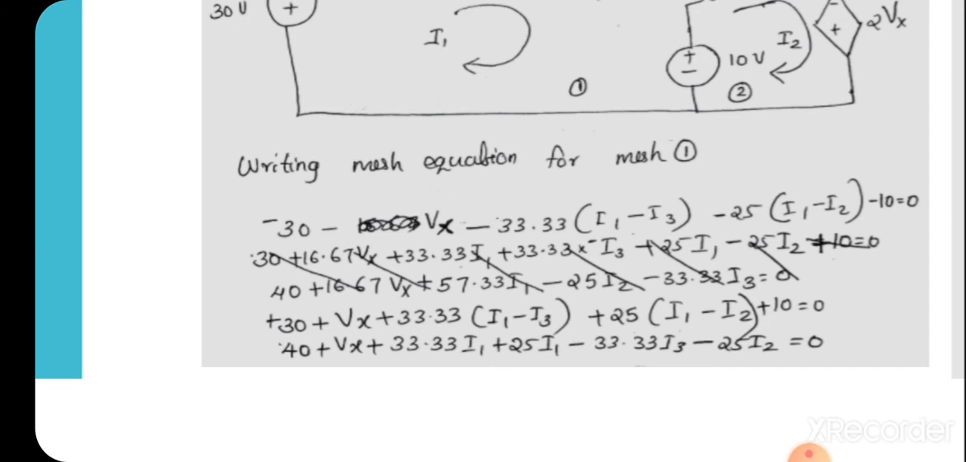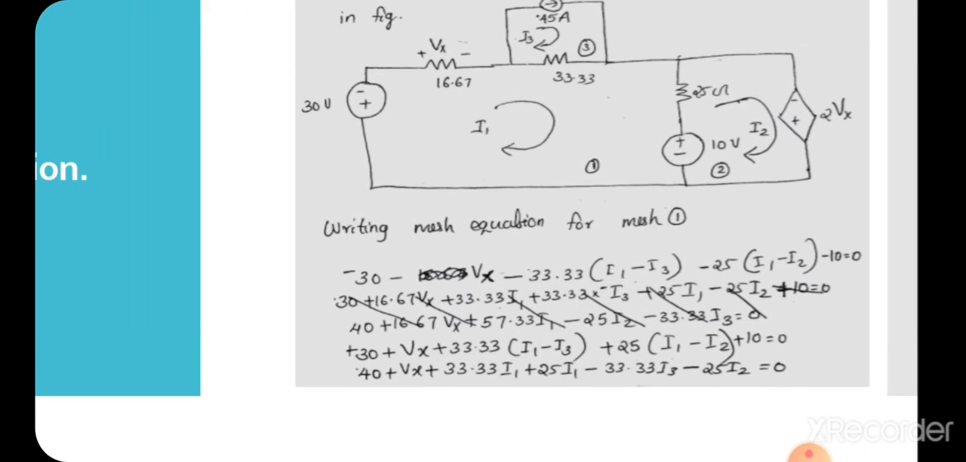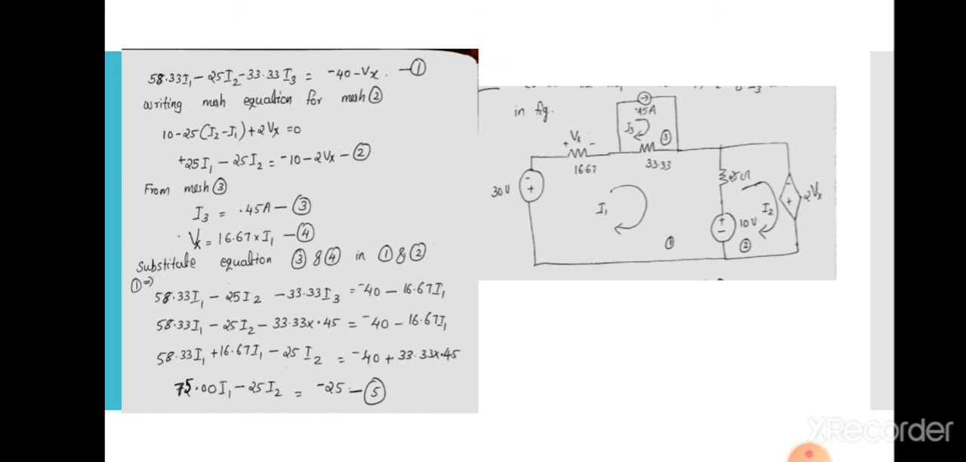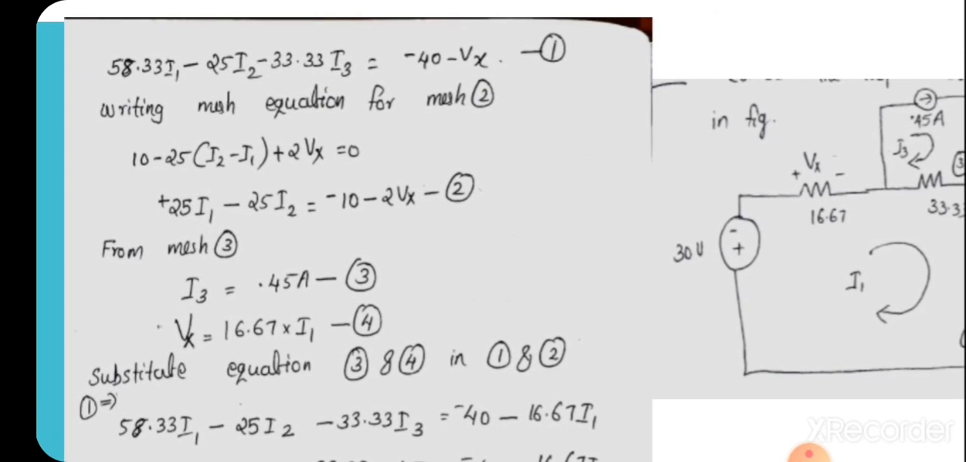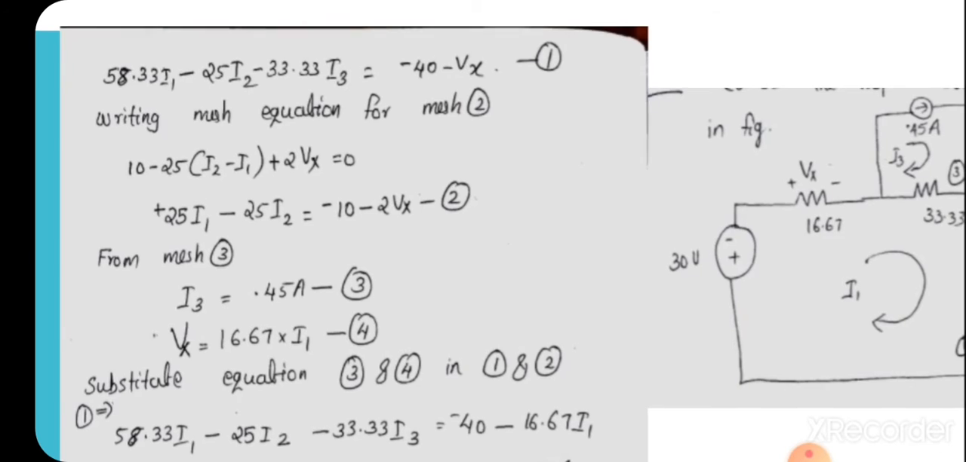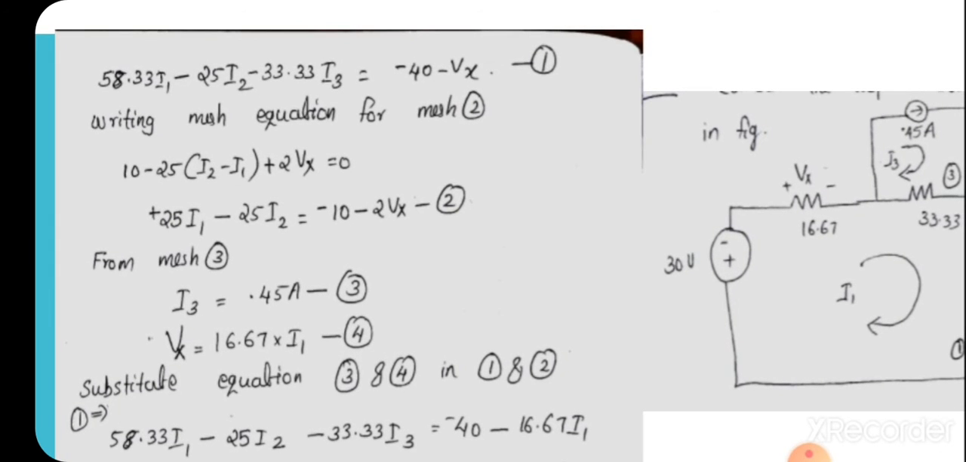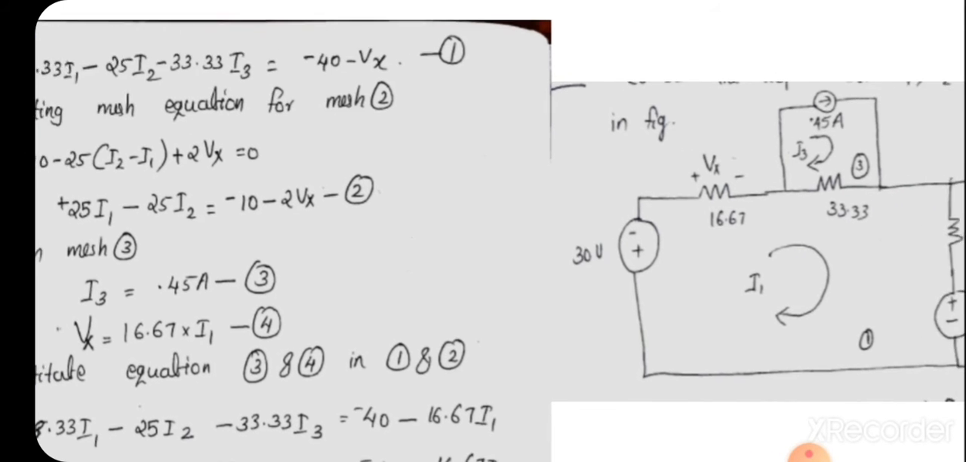So this is the equation, and this is the loop equation in the case of loop 1, and again we can write it, and that equation can be rewritten as 58.33I1 minus 25I2 minus 33.33I3 equal to minus 40 minus Vx. That is equation 1. Okay. So it contains unknowns I1, I2, I3 and Vx.